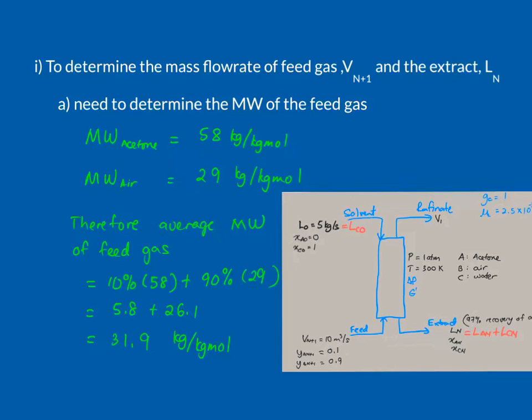So we need to find the molecular weight of acetone, which is given as 58 kilogram per kilogram mole. Molecular weight of air is given as 29 kilogram per kilogram mole. Therefore, to find the average molecular weight of the feed gas, we just substitute the value of the molecular weight of acetone and air with the mole percentage given in the question, and we can find that the molecular weight of the feed gas is 31.9 kilogram per kilogram mole.